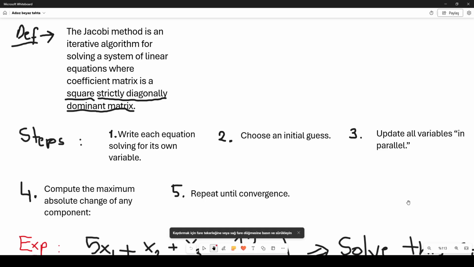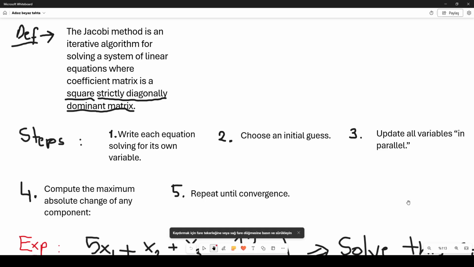Hi everyone! In this lecture, I will show you an iterative method to solve a given system of linear equations, namely the Jacobi method. Let's first start with a simple definition or our main goal for using the Jacobi method, and then I will start explaining the details related to it.